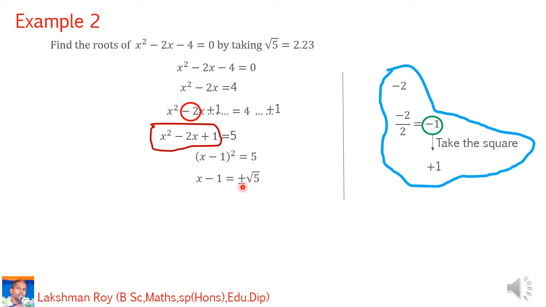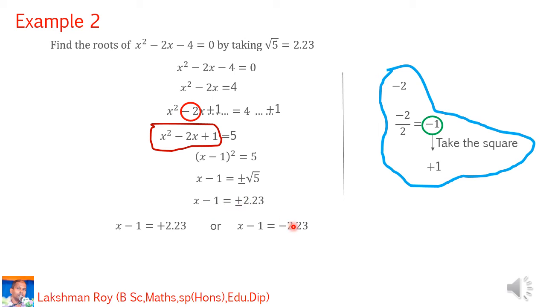So now you need square root 5. Square root 5 has no whole number, right? So that's why they have given taking square root 5 as 2.23, right? So now put here square root 5 is 2.23. Now take the positive and negative. How? X minus 1 equals positive 2.23 or x minus 1 equals negative 2.23.